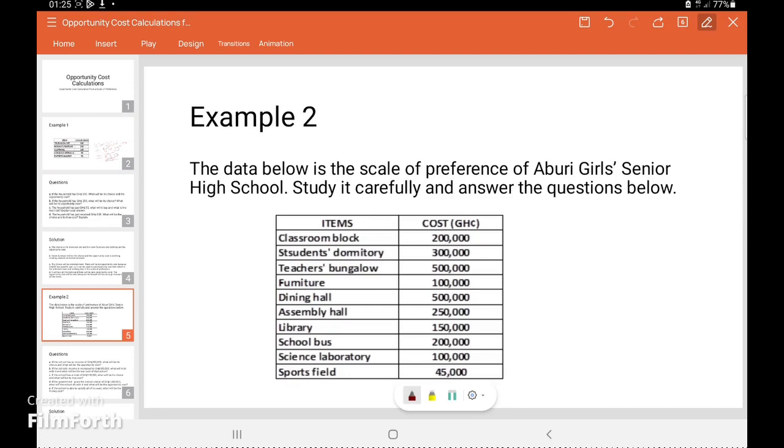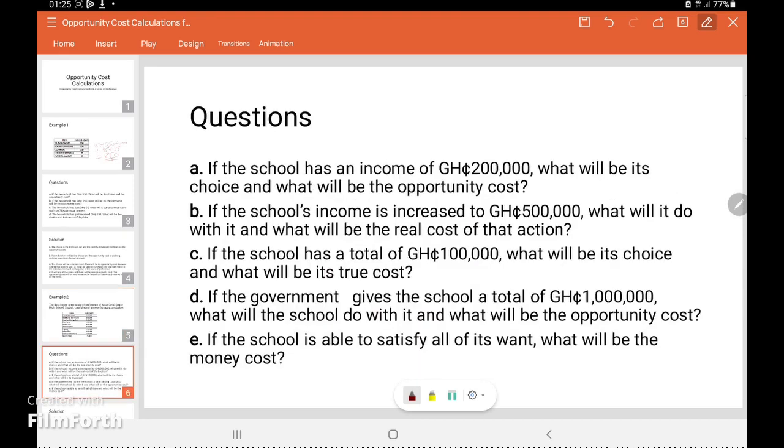It reads, the data below is the scale of preference of Abrigel Senior High School. Study carefully and answer the questions below. And we have the items in the table, and that's the scale of preference of Abrigel Senior High School. And then the corresponding amount of money in Ghana cedis that are spent on each of the items, that are the prices of each of the items. So let's look out for the questions under it. We have A, if the school has an income of 200,000 Ghana cedis, what will be a choice and what will be the opportunity cost?